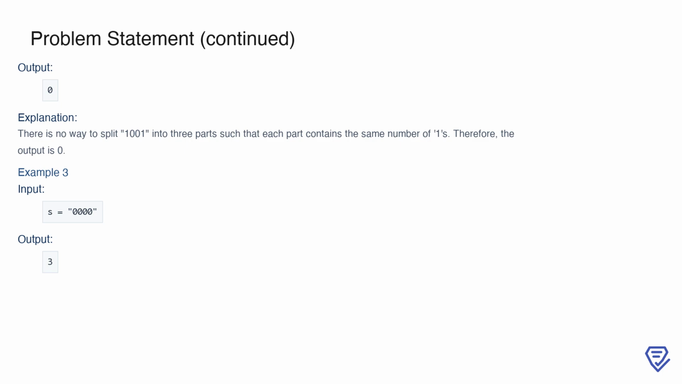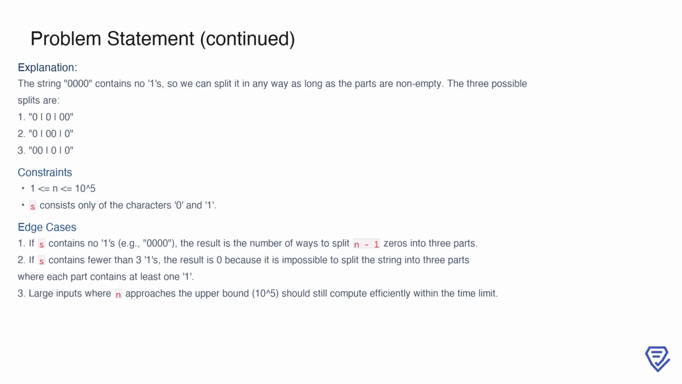But what happens when the string contains no ones at all? Let's explore that scenario next. Consider the input S equals 0000. Here, the output is 3. Why? Because the string contains no ones, and in this special case, we can split the string in any way as long as the parts are non-empty. The 3 possible valid splits are 0|0|00, 0|00|0, and 00|0|0. This edge case demonstrates that when there are no ones in the string, the problem reduces to counting the ways to split the zeros into 3 non-empty groups.